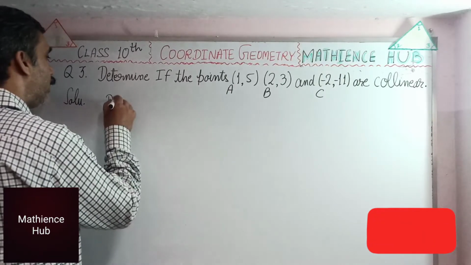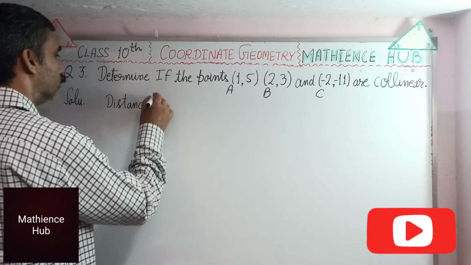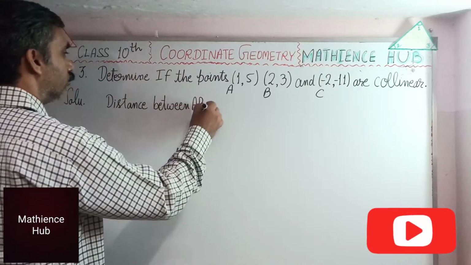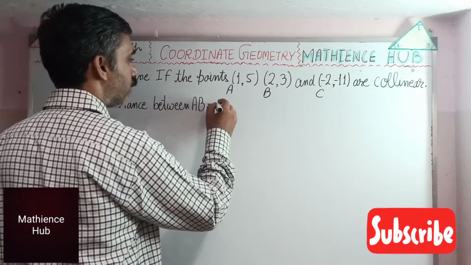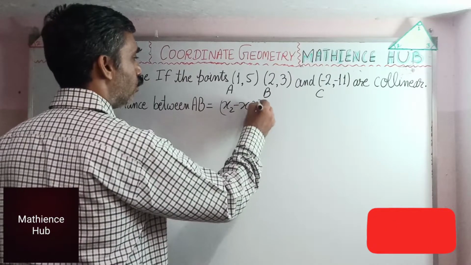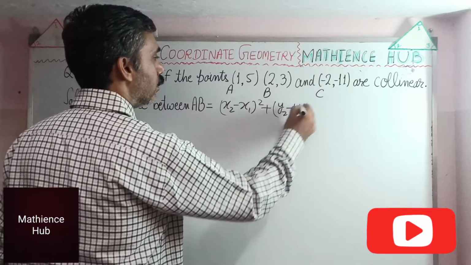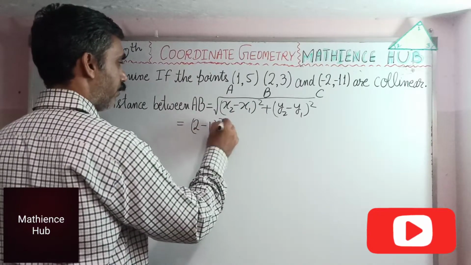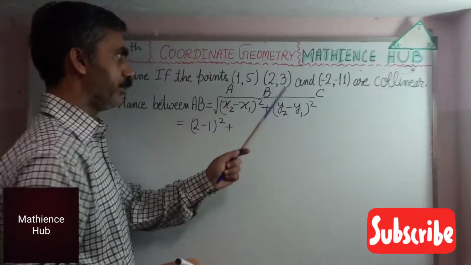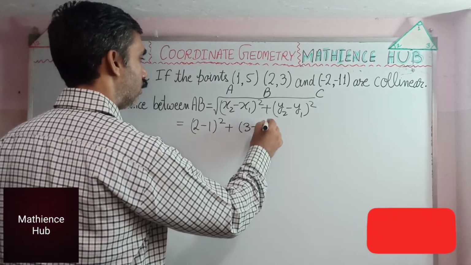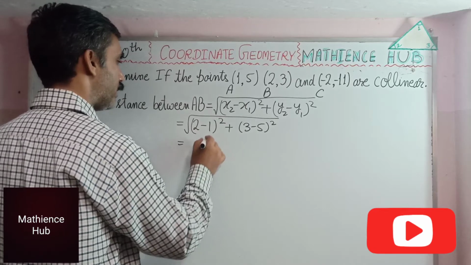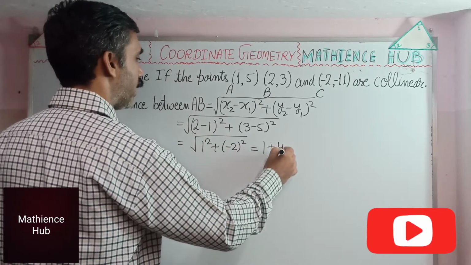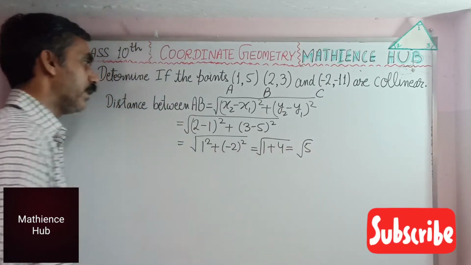Distance between A and B. Using the distance formula, x2 minus x1 whole square plus y2 minus y1 whole square. x2 is 2, x1 is 1 for A and B. y2 is 3, y1 is 5. 2 minus 1 is 1 square. 3 minus 5 is minus 2 square. 1 square is 1 and 2 square is 4. So root 5 is the value of AB.